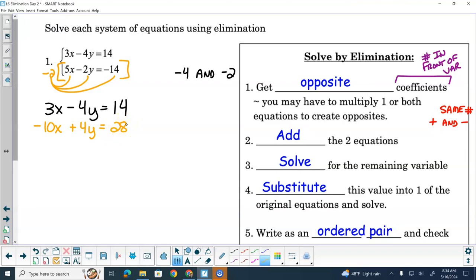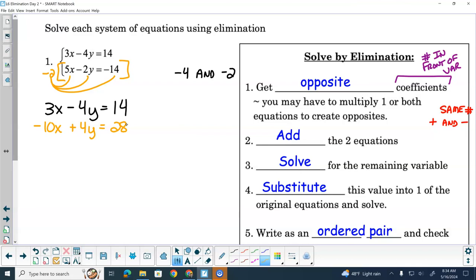Chloe, do I now have step number 1 set up? Do I have the same digit in front of the y's, because we chose y's? Yep, they're both 4s, right? And is one of them positive and one of them negative? Yep. Okay, so I'm done with step number 1.